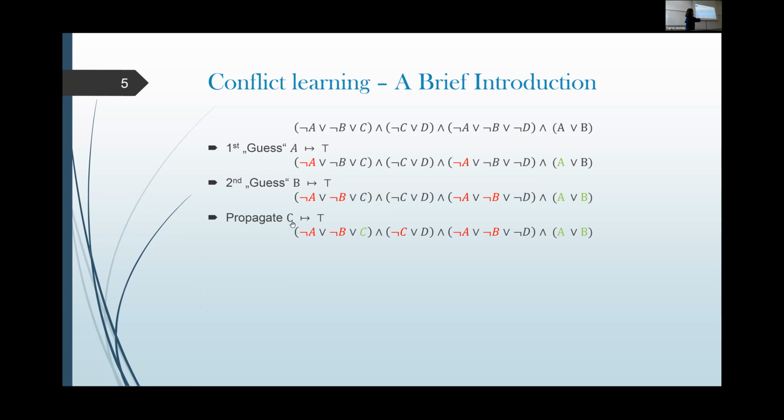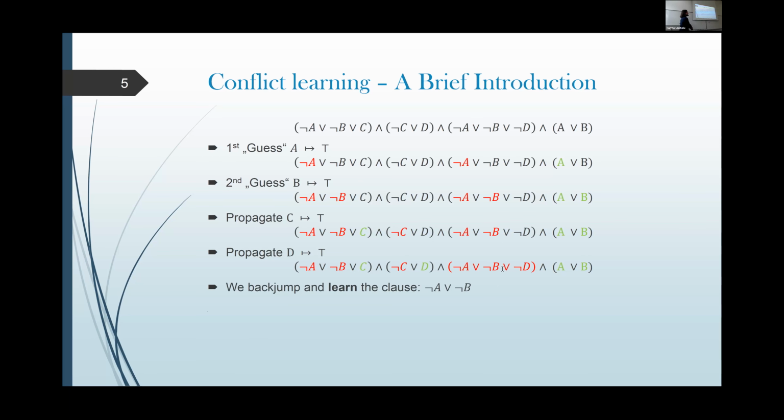That makes at least this clause true. But now this looks dangerous. So we apply again Boolean constraint propagation and assign D true. Both are true, first one, second clause, but the third one is violated. Well, we backjump and learn a new clause that tries to rule out this conflict by learning the dependencies of the assignments.